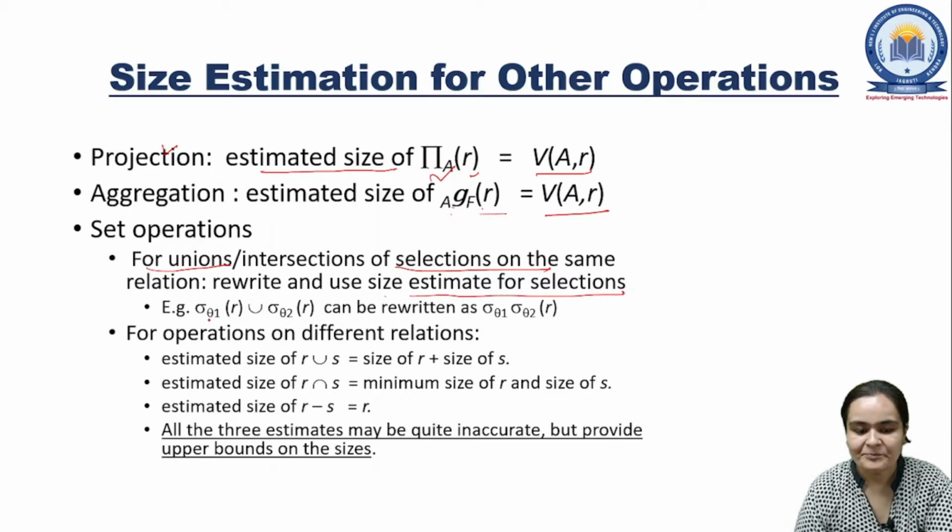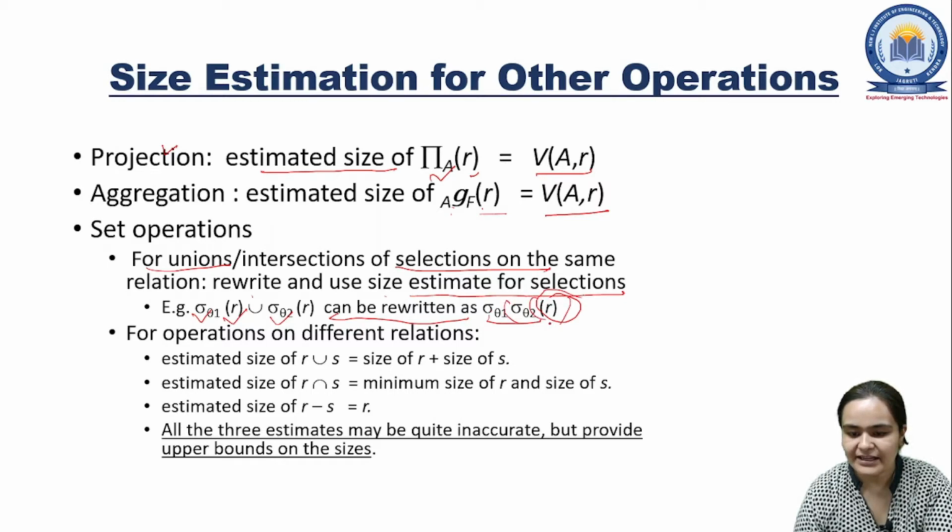For example, suppose we have a theta condition for selection from R, and we have another condition which is a selection from R itself, and we have to take a union of this. That can be rewritten as two different conditions on the same relation, with a subsequent serial condition of theta 1 and theta 2 over R. For an operation on different relations, if we have to estimate the size of R union S, the summation of the size of R and the size of S will be the estimated size.